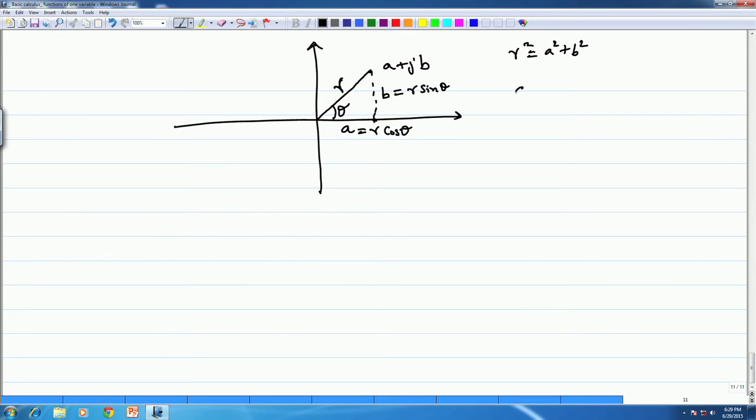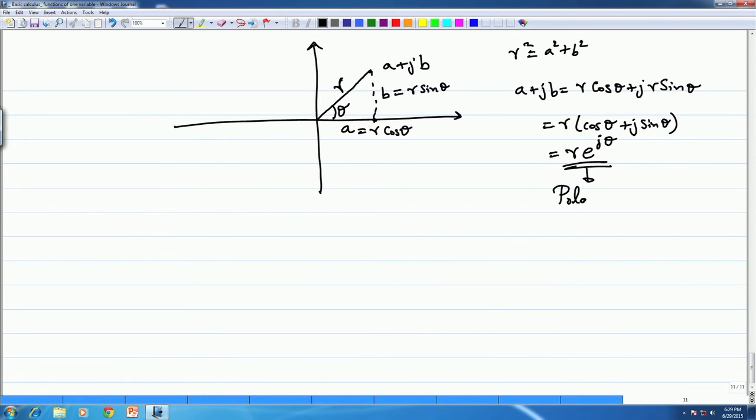Okay. So, a plus jb is the same as r cos theta plus j r sin theta, which is the same as r times (cos theta plus j sin theta), and what do we know cos theta plus j sin theta is? It is e power j theta, so this is r e power j theta. This is called the polar form of a complex number, while this is called the rectangular form of a complex number.